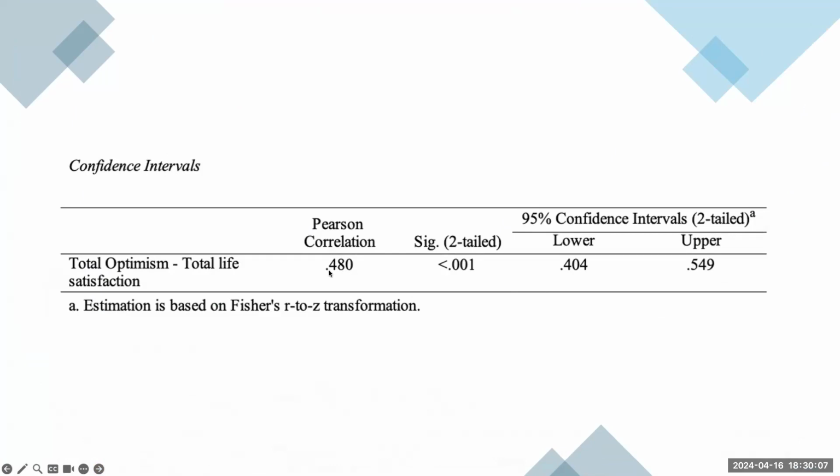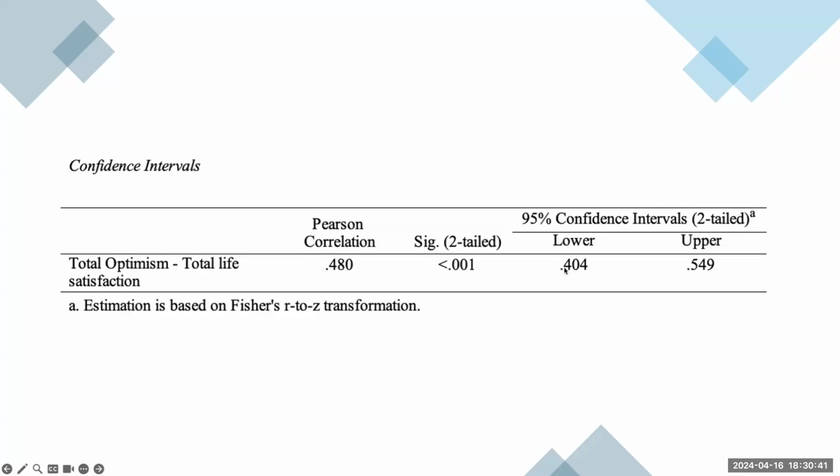Now, remember, we talked about strength and direction. This is positive because we don't see a negative sign. So we know it's a positive relationship, meaning that as optimism goes up, so does life satisfaction, or vice versa. As satisfaction goes up, so does optimism. Now, the strength, remember, if we looked at the table, we would see that this is a medium to moderate strength. And we know that it's significant.